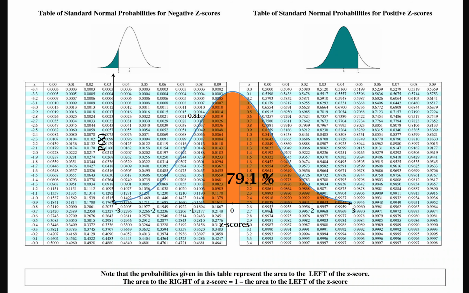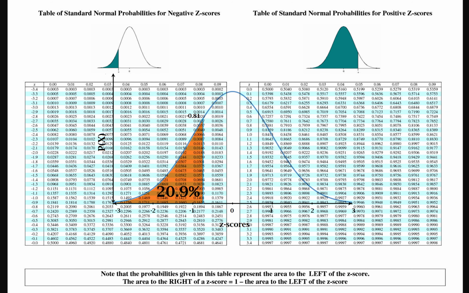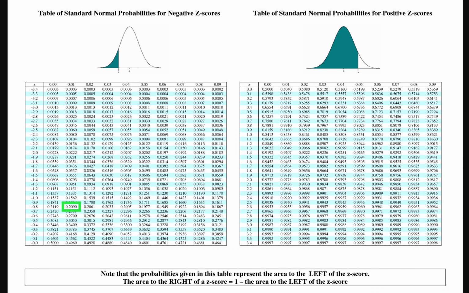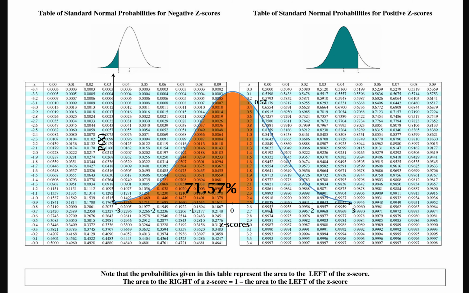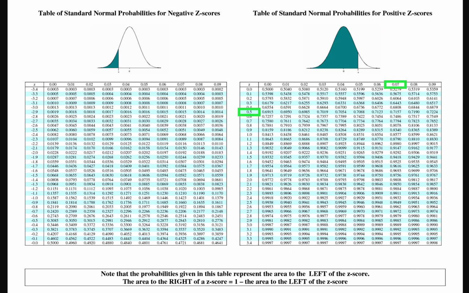What if I want to find the z-score associated with 0.791 area to the right? Well, if 79.1% of the total area is to the right of my z-score, then 20.9% of the total area is to the left of my z-score. So I look for 0.209 in my table and find the associated z-score. What if I want to find the z-score associated with 28.43% of the area to the right? Well, if there's 28.43% area to the right, that means there's 71.57% to the left. Therefore, the z-score we are looking for is 0.57.